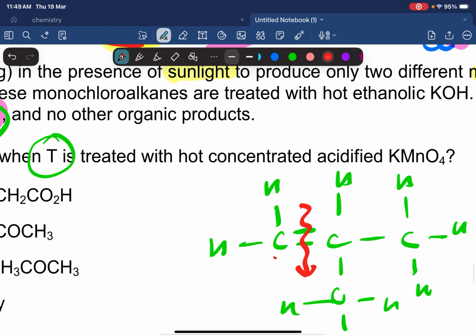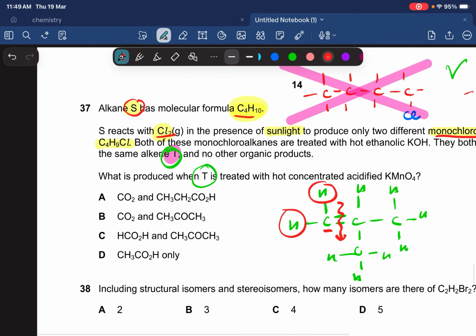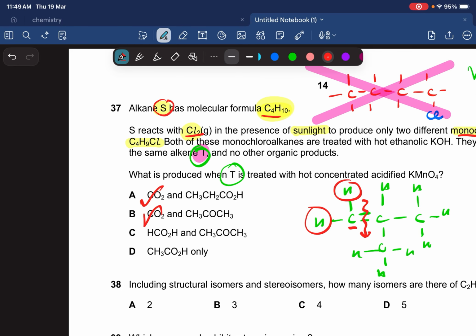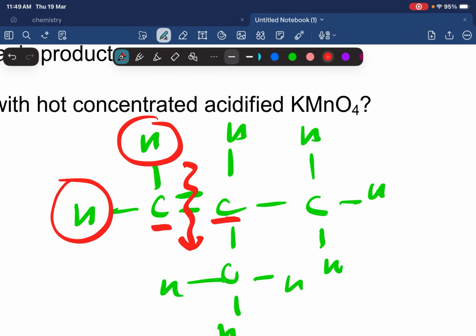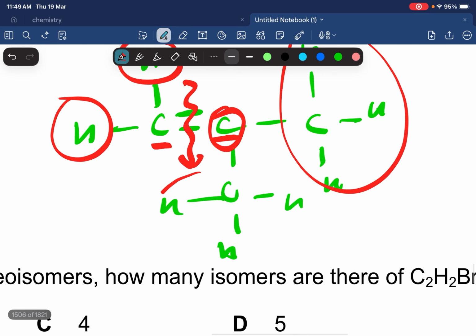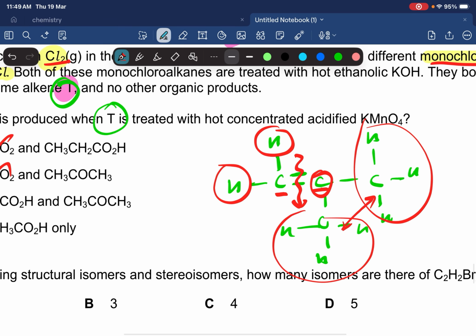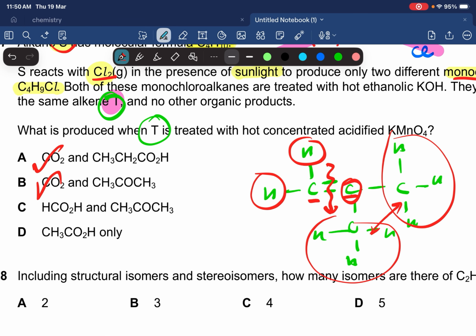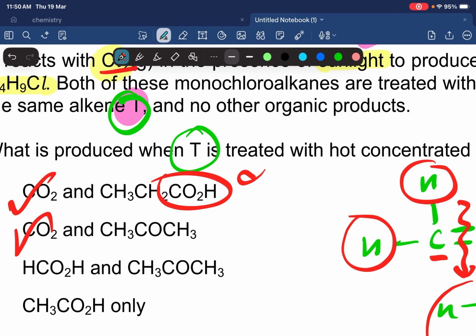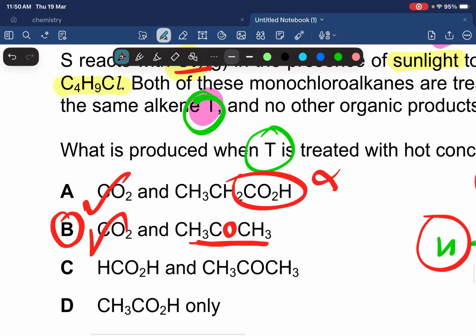Since this carbon has 2 hydrogens attached to it, whenever a carbon that's broken in a double bond has 2 hydrogens, it gets converted into carbon dioxide. And this carbon right here is attached to 2 alkyl groups, 1 alkyl group on this side and 1 alkyl group here. So this one is going to form a ketone. This is a ketone because over here the oxygen is in the middle. So it's going to be option B.